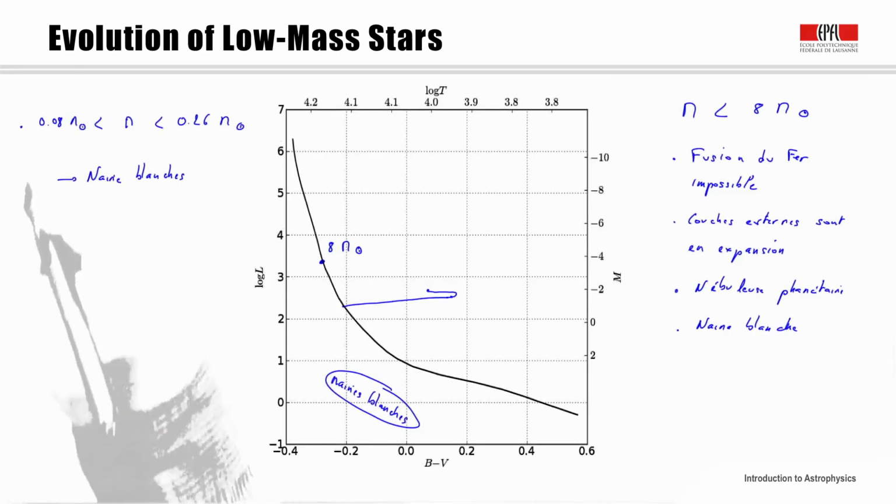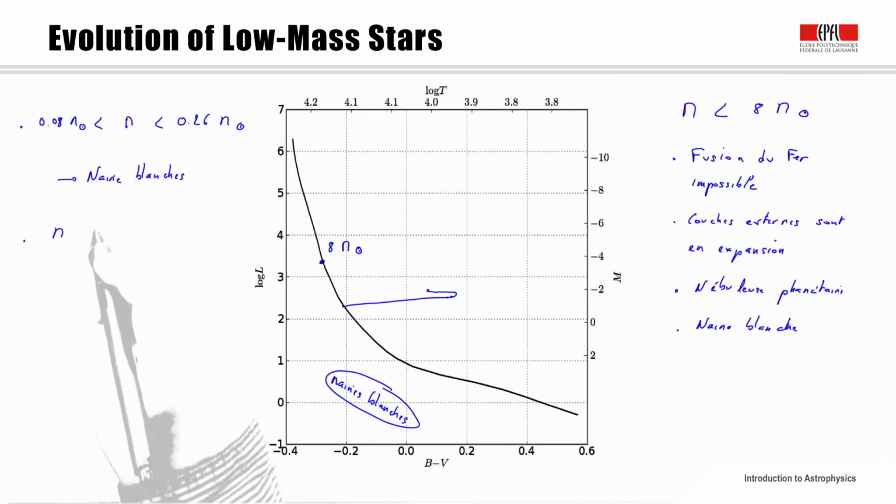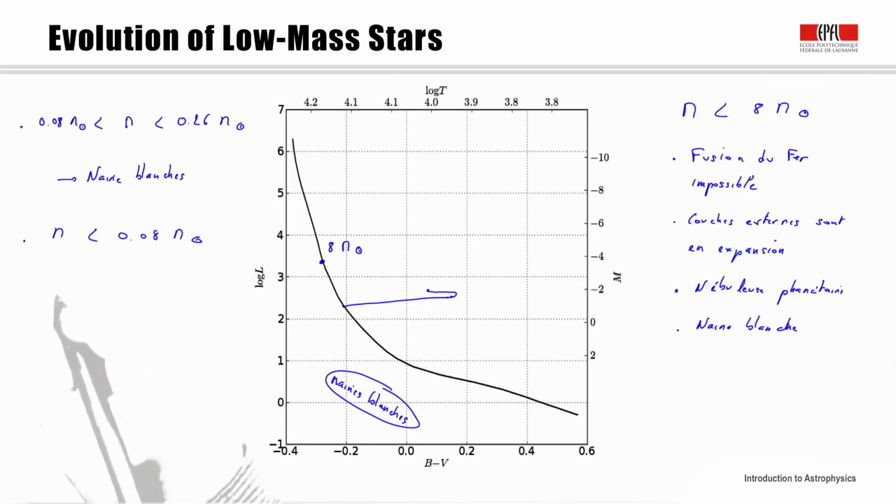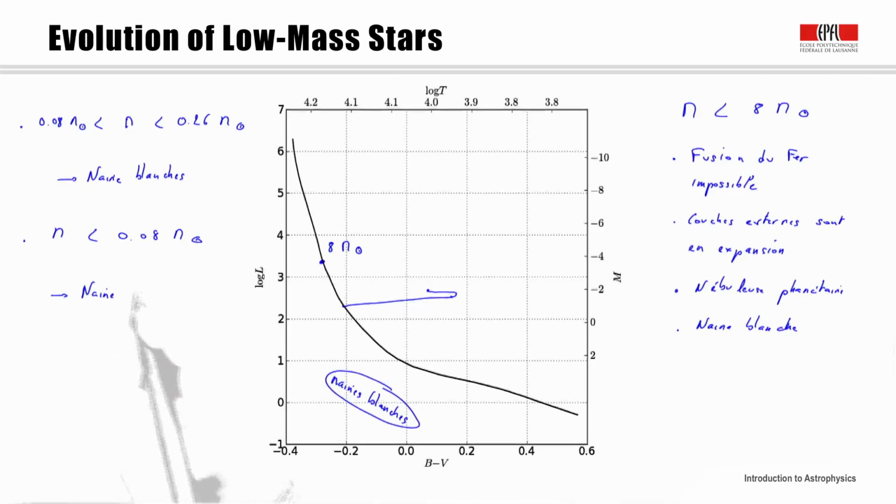If the mass is even smaller than 0.08 solar masses, the mass is not large enough to start nuclear reactions, and we witness the formation of a brown dwarf. Such a star shines only under the effect of its gravitational contraction, which is what we saw in the slides about the Kelvin-Helmholtz timescale. There is simply a conversion of potential energy into radiation, as the star contracts very slowly under the effect of its own gravity, but there is not any nuclear reaction.